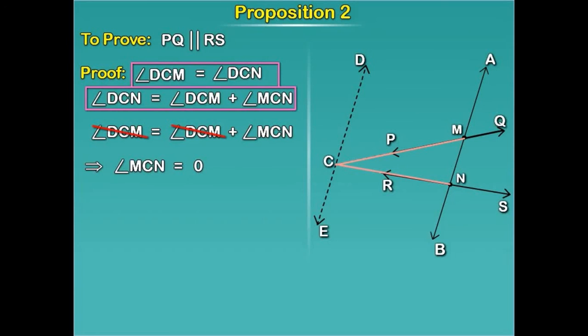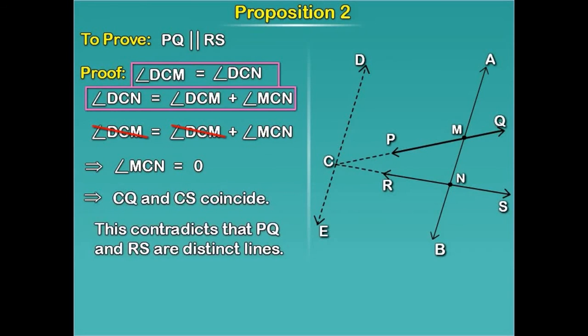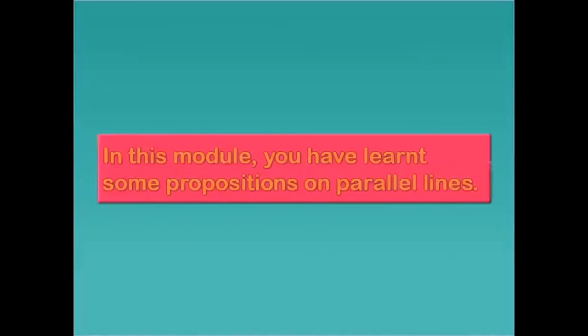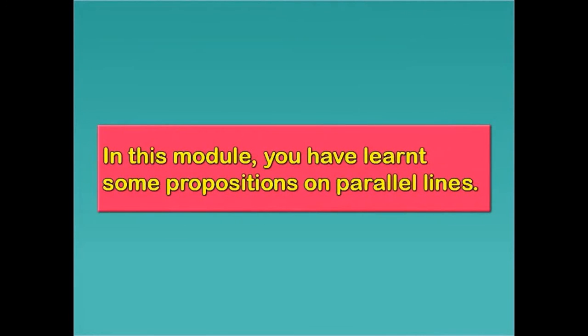which implies that angle MCN is equal to 0, which further implies that CQ and CS coincide. This contradicts that PQ and RS are distinct lines. Thus, PQ is parallel to RS. In this module, you have learnt some propositions on parallel lines.